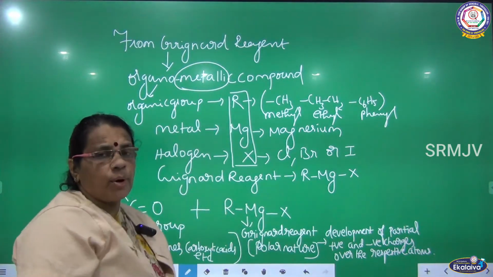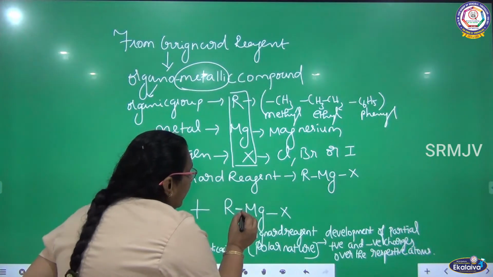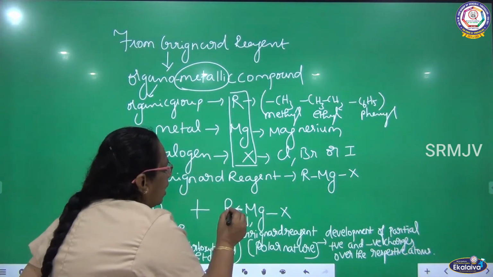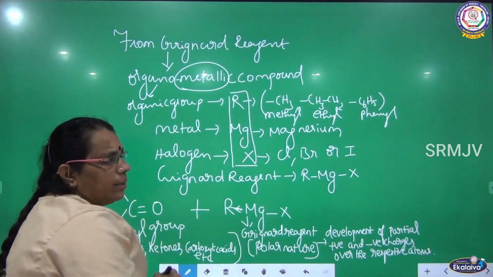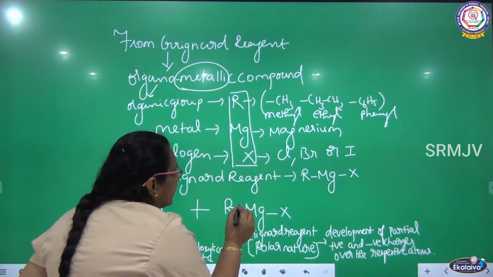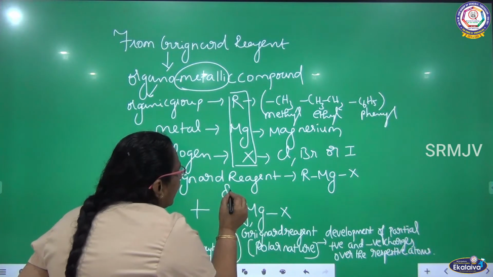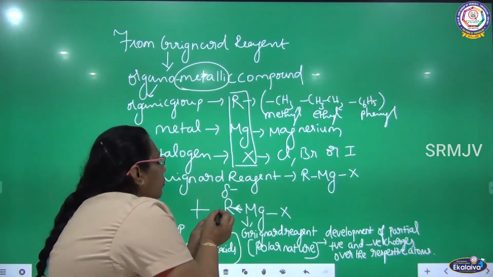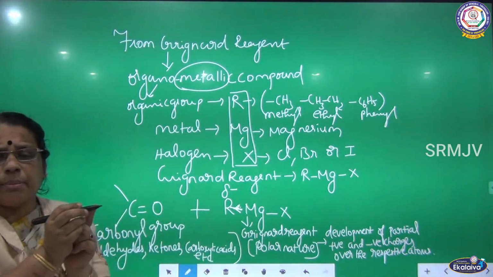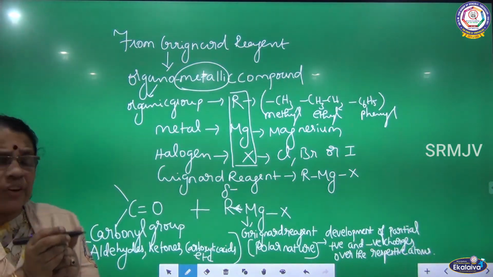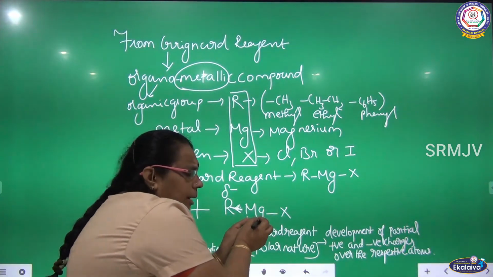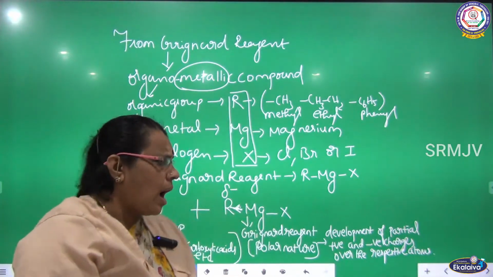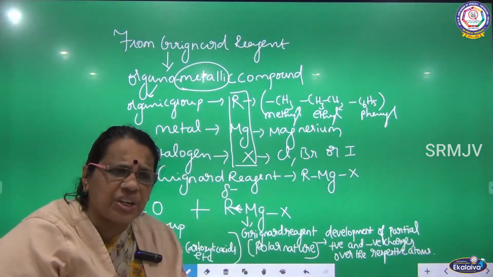So when you talk about this Grignard reagent, the bond between R and Mg is shifted towards R. Already I told you R can be a bulky group, a methyl, ethyl or phenyl group. As the electron pair is moving towards R, this R will develop a partial negative charge.